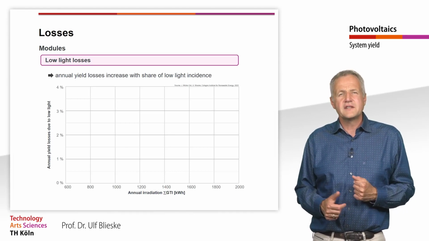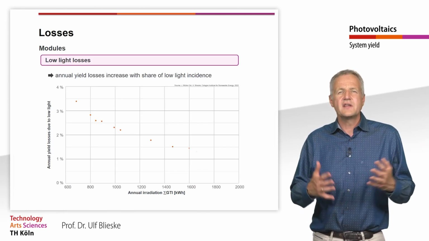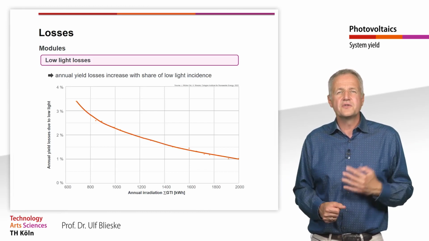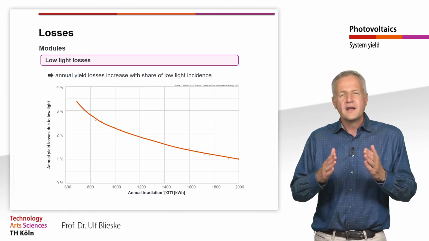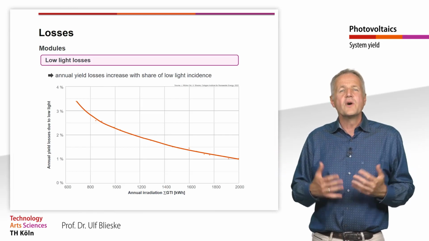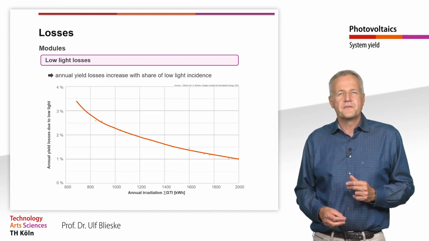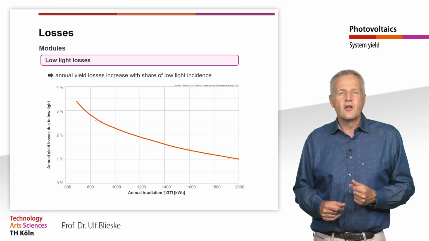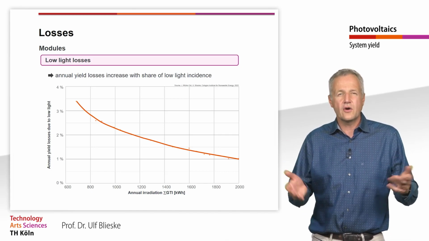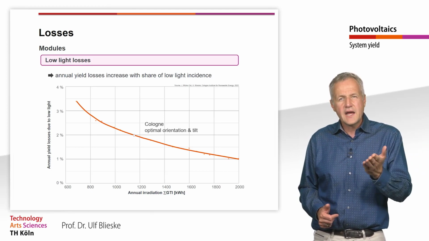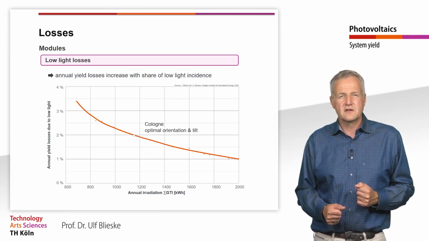The frequency of low light events correlates with the annual irradiation at the module level. Shown here is the amount of yield losses due to low light behavior of a crystalline silicon solar module for 14 selected locations with different annual irradiation or annual GTI. For the module selected here, the losses are about 2% for an optimally oriented and tilted system in Cologne. In regions with very high irradiation, on the other hand, losses of only 1% are to be expected.